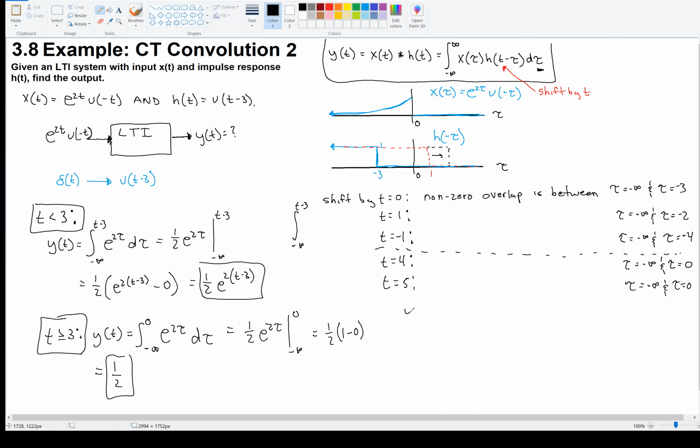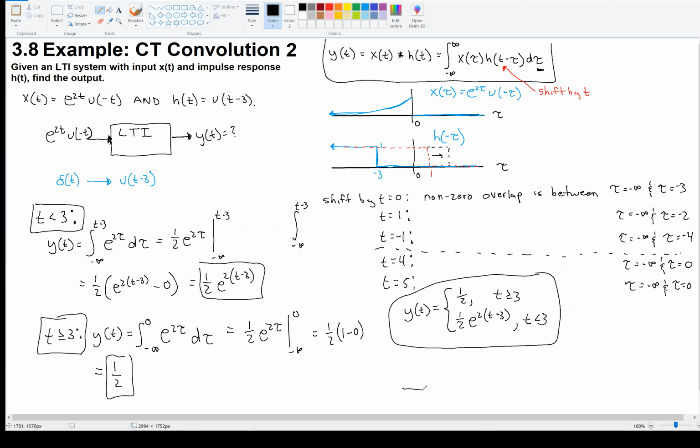So our answer, written out, or combining the two parts, is 1/2 when t is greater than or equal to 3, and 1/2 e to the 2 t minus 3 when t is less than 3. That's the answer. Now I could have put the equals here instead, because notice when t equals 3, for this expression, I get e to the 0 is 1, and then I have 1/2. So that is to say the output is continuous.